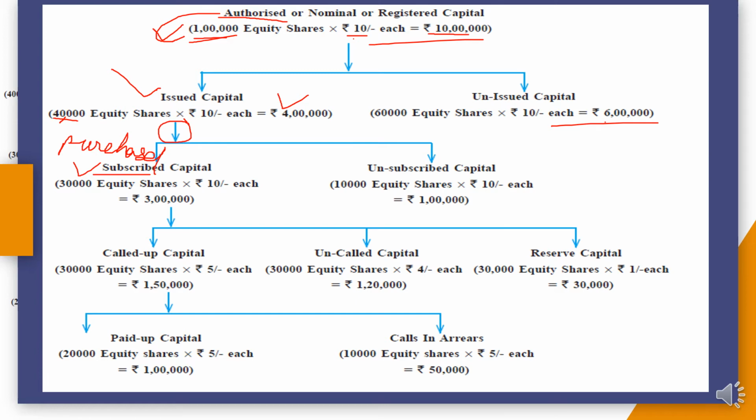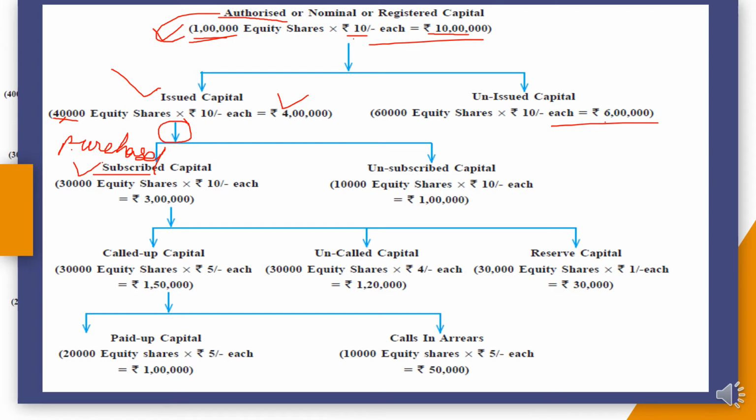So it is a SP language, you have to write only subscribed capital. You cannot use this word purchased capital. So this is the subscribed capital, which is the part of issued capital. Out of 40,000, 30,000 is purchased by the public and 10,000 is not purchased by the public. So it is known as unsubscribed capital, which is not purchased by the public from the market.